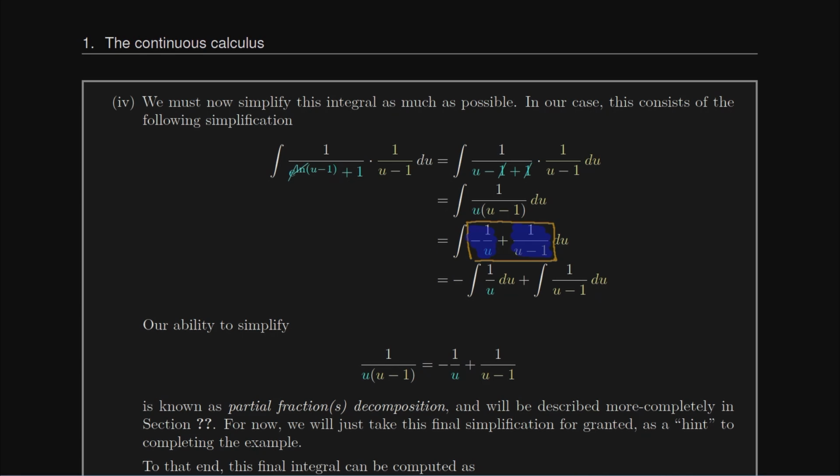If you go through common denominator and simplify that sum of fractions there, you do in fact end up with 1 divided by u times u minus 1. We'll experience that later. It's called partial fraction decomposition, to actually go through the work to see why that's the case.